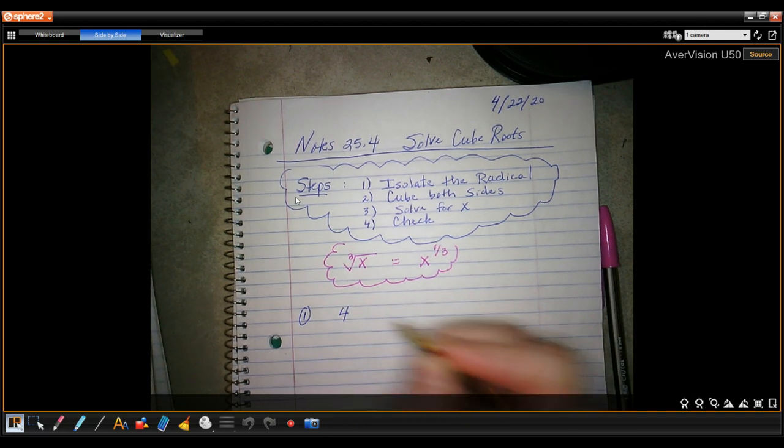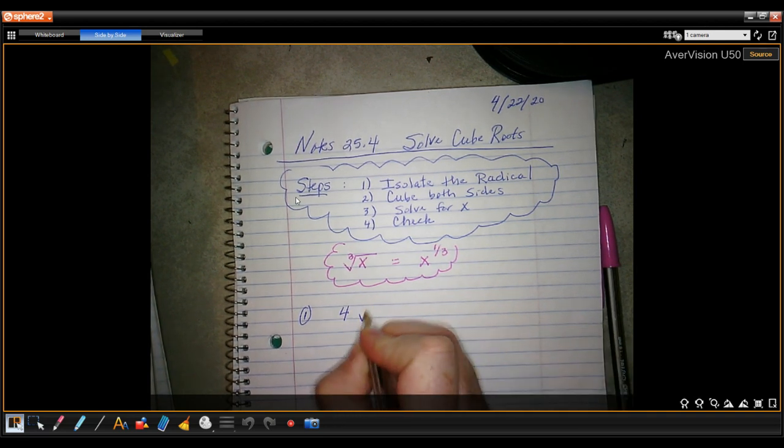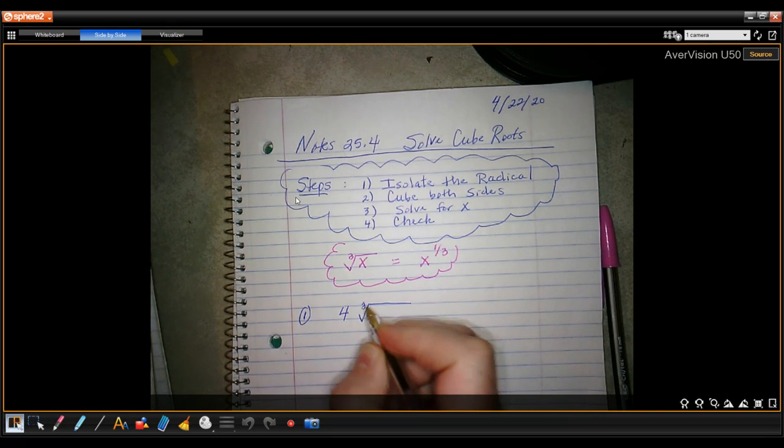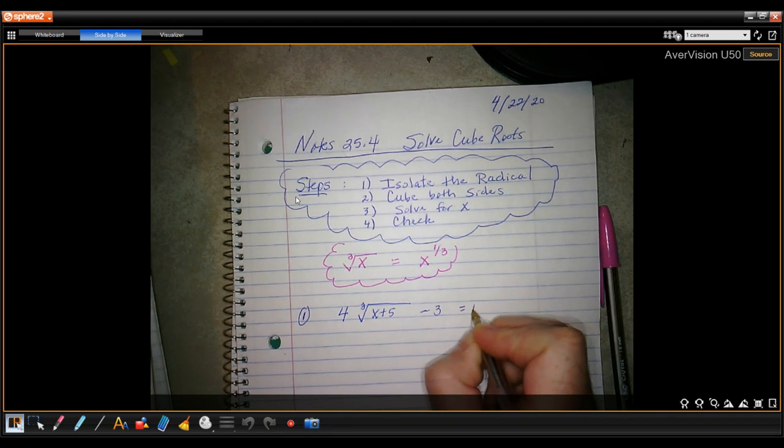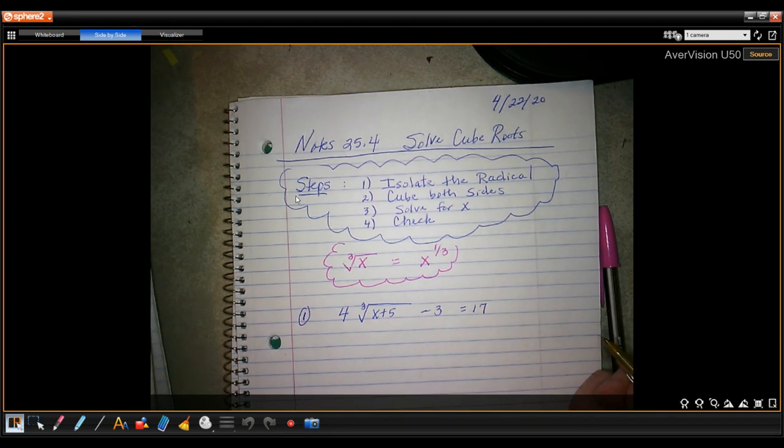So here's the first example. 4 times the cube root of x plus 5, minus 3 equals 17. Okay, so let's read the steps. First step is to isolate the radical, which means you want this radical to be by itself. So what you'll do is undo the operation. So obviously we have a minus 3 and a 4. Which one's going to go first? And does it matter which one goes first?